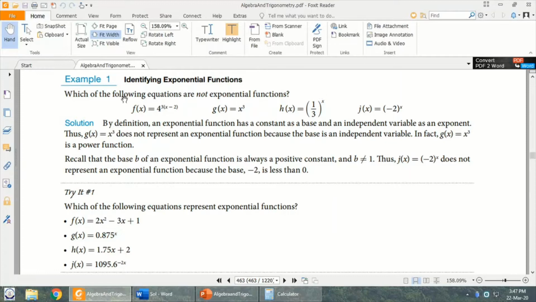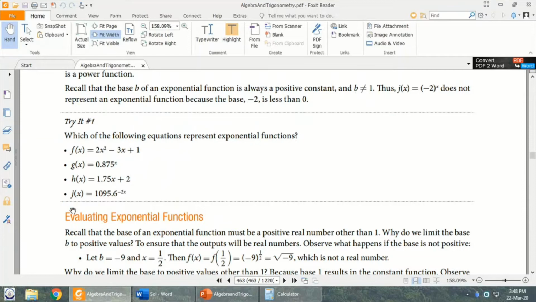So the question is not which are the exponential ones. What they've asked us is which are not the exponential ones. So in the exam, you have to pay close attention to what's being asked. And gx and jx in this case, they are not the exponential functions.